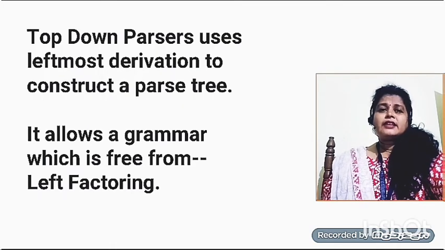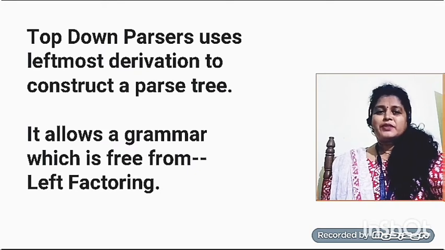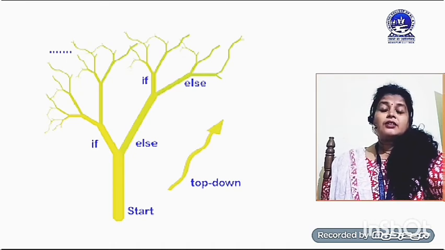Then the next point is that a top-down parser uses leftmost derivation. We already discussed leftmost derivation and rightmost derivation in the previous video. The next point for top-down parsing is that it allows a grammar which is free from left factoring. Now here I have represented a pictorial representation of how top-down parsing performs the operation.